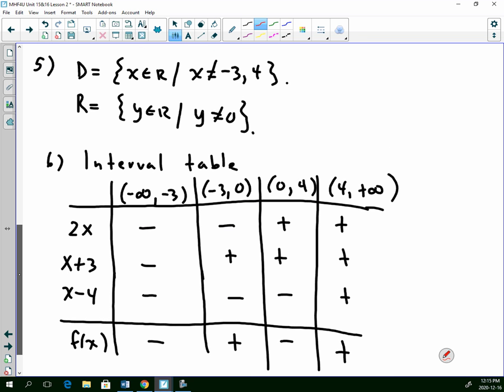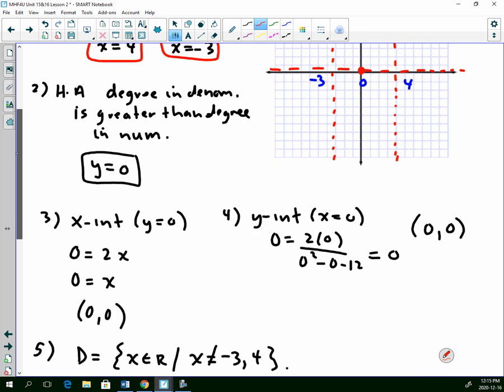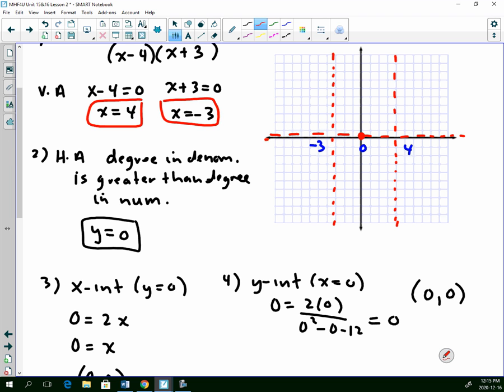So to the left of -3, it's negative. So here it would be negative below the x-axis, approaching the horizontal and vertical asymptotes. Then it is positive. So it would approach the vertical asymptote there. Then it goes negative. So it would approach the vertical asymptote there. And then it is positive, approaching the vertical and horizontal asymptotes. So the graph does indeed pass through 0, 0.